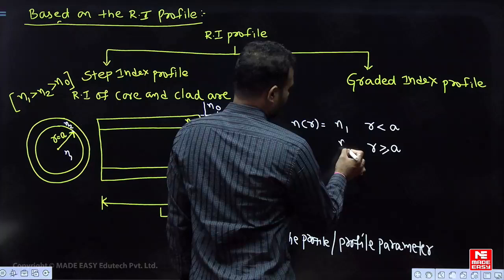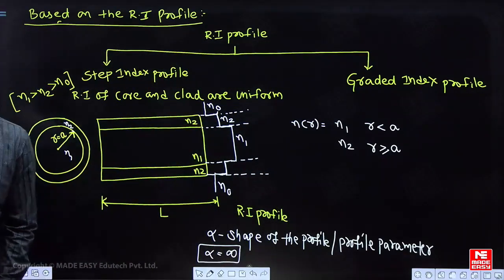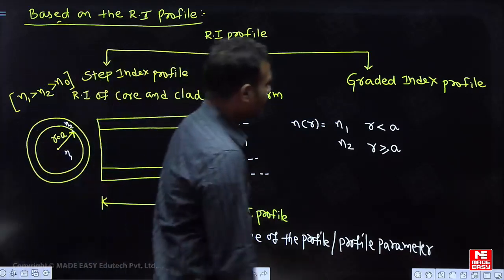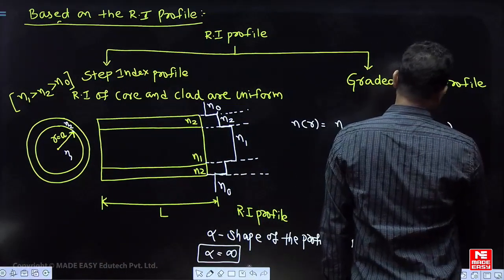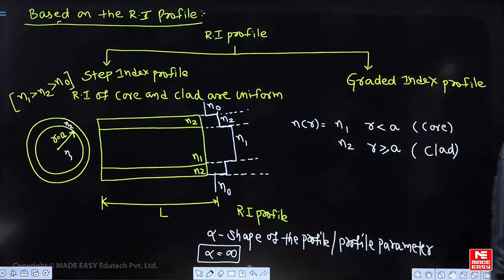So that is equal to N2. This is how you write the equation: N of R, the refractive index as a function of radius. If the radius is changing, we can tell very clearly that when R is less than A, it lies in the core of the fiber. If R is greater than or equal to A, it touches the cladding, and the refractive index is equal to N2.